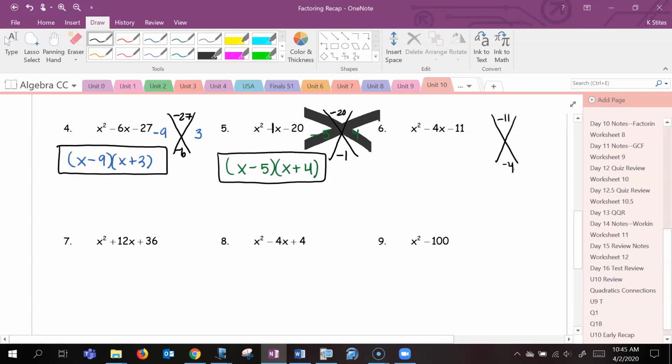Now this one, we're multiplying to negative 11 and we're adding to negative 4. Well, 11 is a prime number. The only numbers that multiply to 11 are 11 and itself, or 11 and 1. And can you get a 4 from 11 and 1? No, you cannot. So we say that this problem is prime. Or you can say unfactorable, but prime is a lot faster to write. It means it can't be factored.